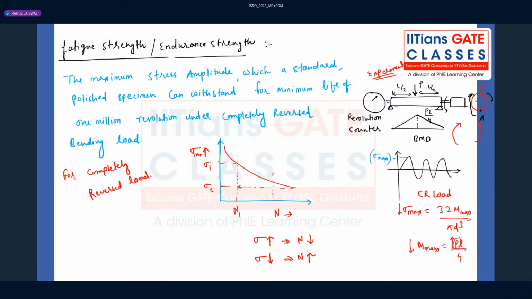You know the difference between dynamic and static load. The static load is not changing with respect to time, either in magnitude or direction. But in the dynamic load, either magnitude will change or direction will change, or both will change, then it comes under dynamic load. For a completely reversed load, the failure stress, we know that. What is the failure stress? Endurance strength. This is the failure stress.